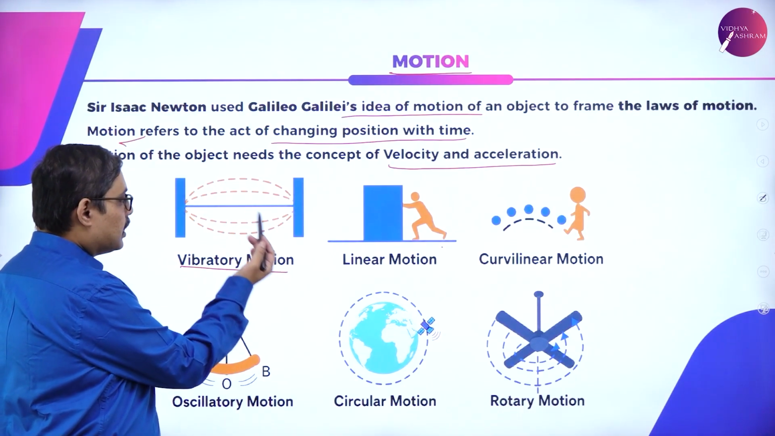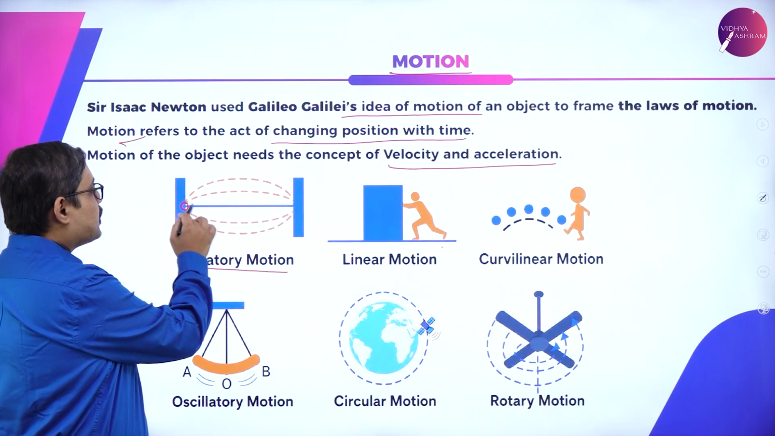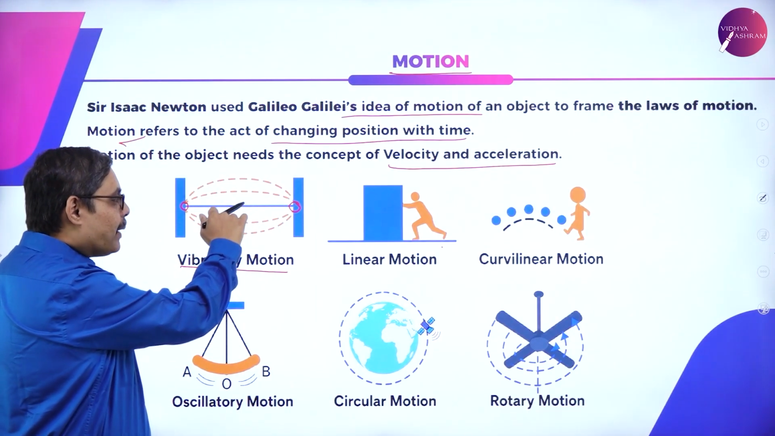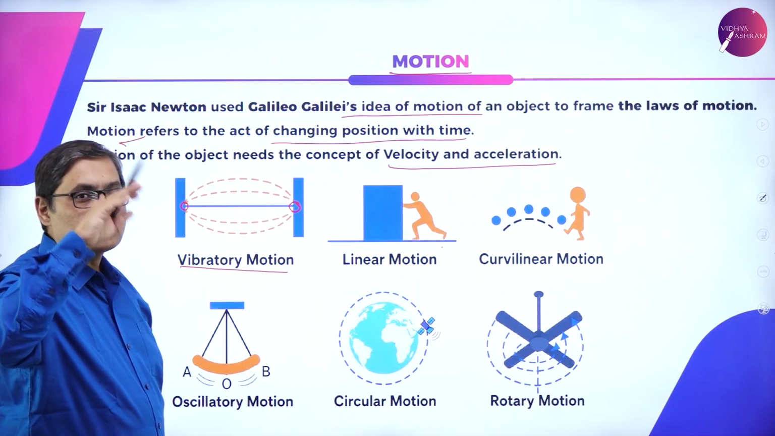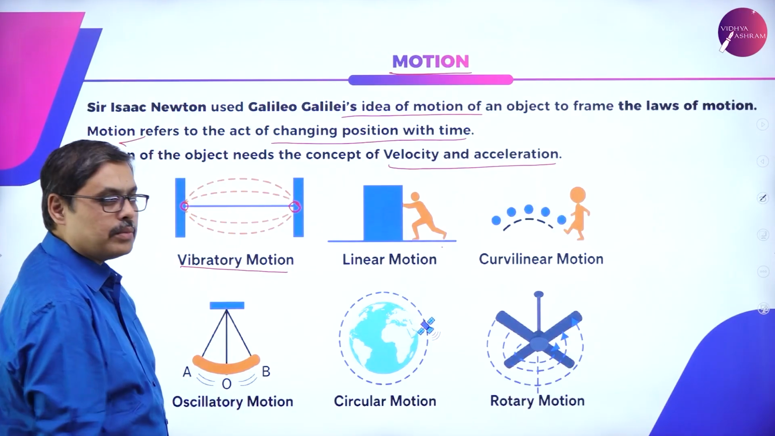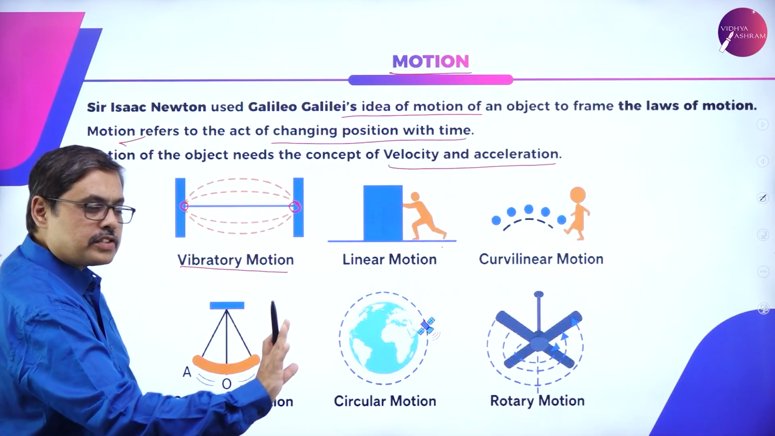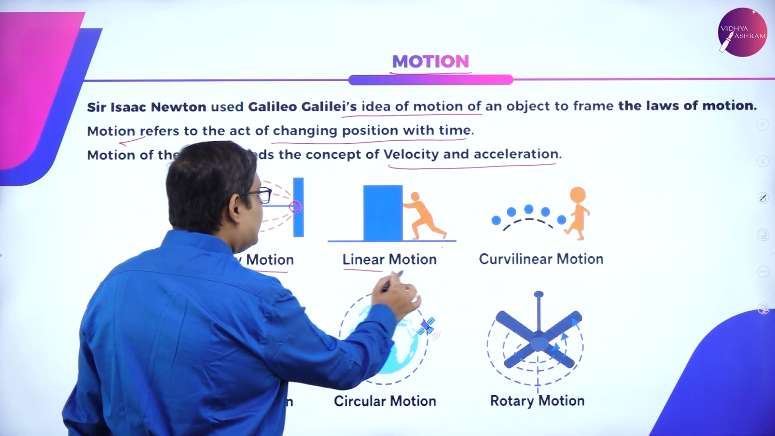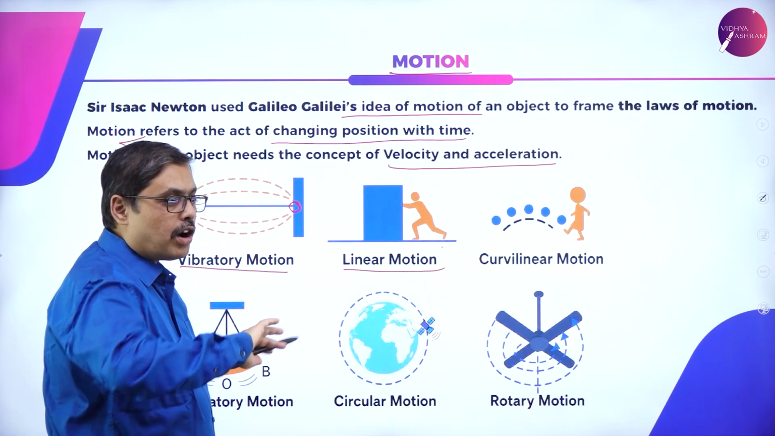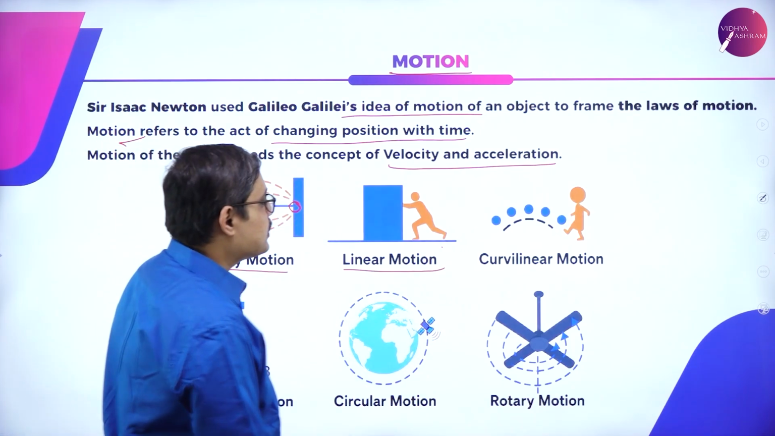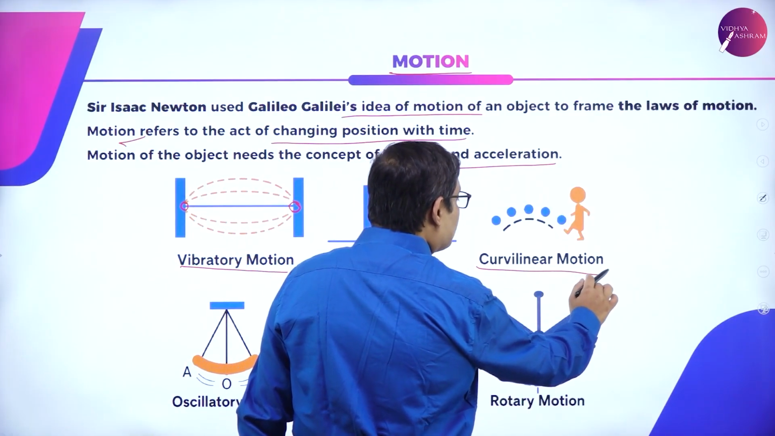Vibratory motion. Attach a string to two pillars, then pluck it once. The up and down motion of the string is called vibratory motion. You push a box across a floor, it is called linear motion. You kick a ball across a curved slope, it is called curvilinear motion.